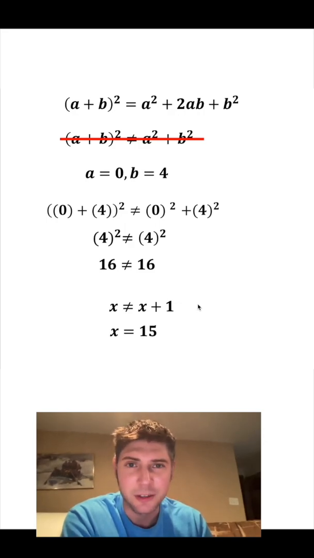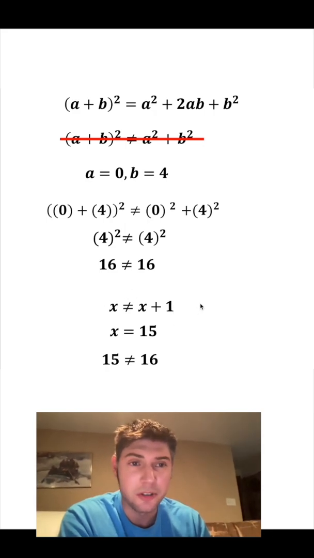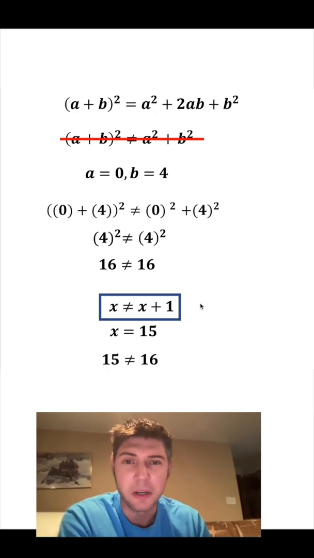For example, x equals 15. On this left-hand side, we plug in 15 for x. On the right-hand side, we plug in 15 for x, which gives us 16. Since 15 does not equal 16, this is still true. This is a true statement. There is no counterexample for it, so we can put a box around it.